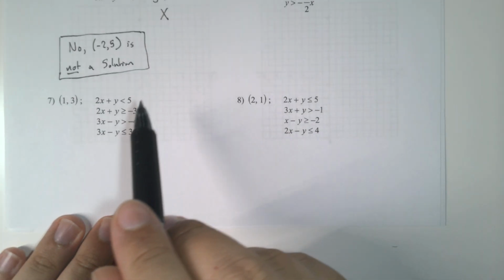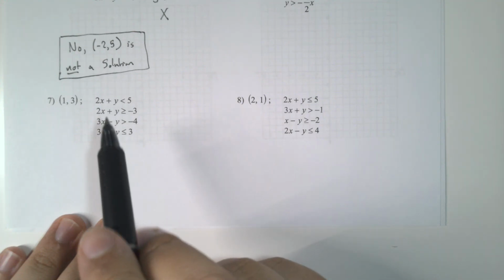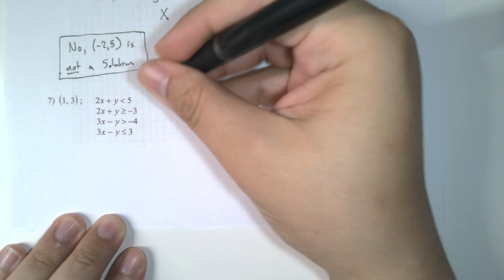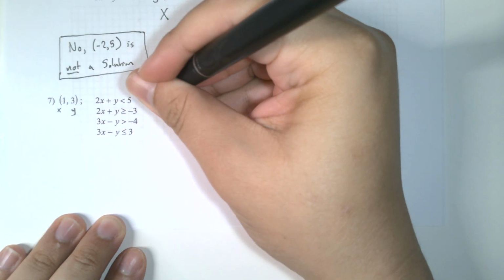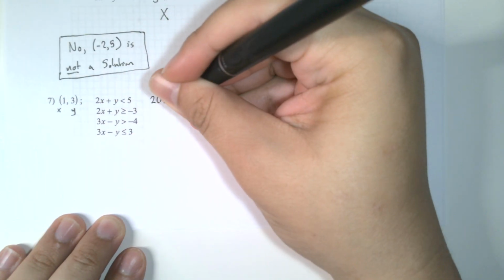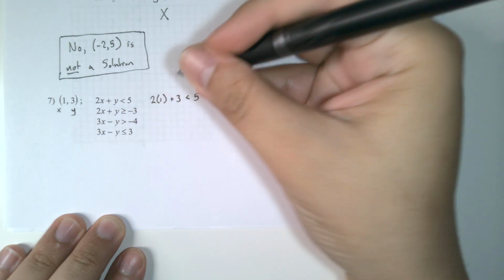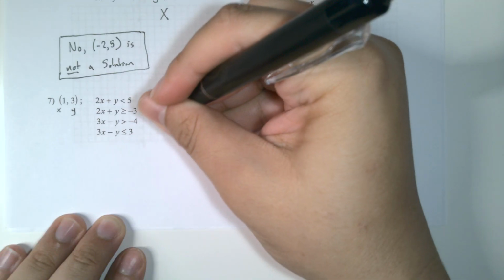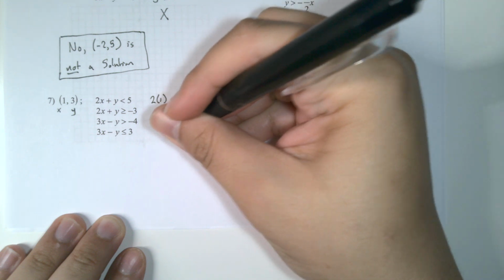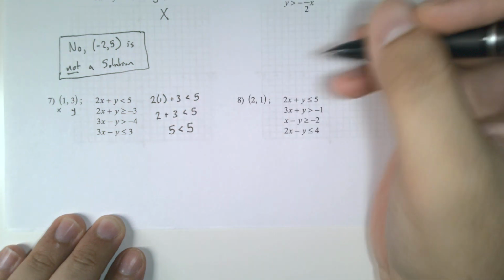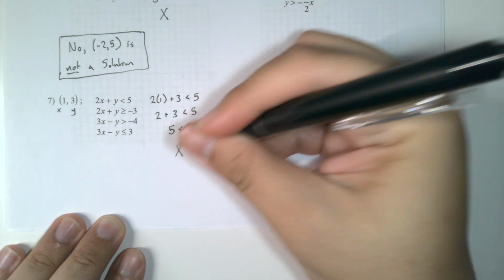And because I'm a jerk, I included one where we have 4 inequalities that we have to check, and let's see what's happening here. So we have 2 times x plus y. So 2 times x is 2 times 1 plus 3 less than 5. We have 2 times 1 is 2, plus 3 is 5, less than 5. So, is 5 less than 5? No, this is not true.